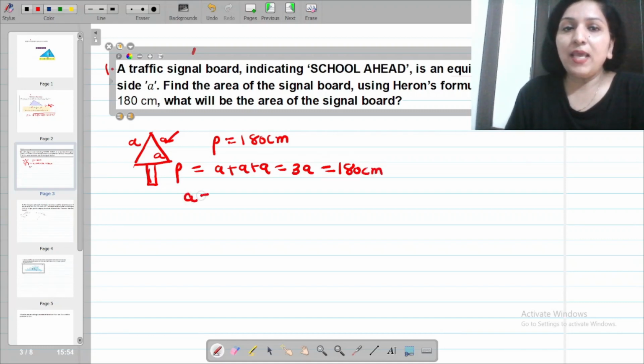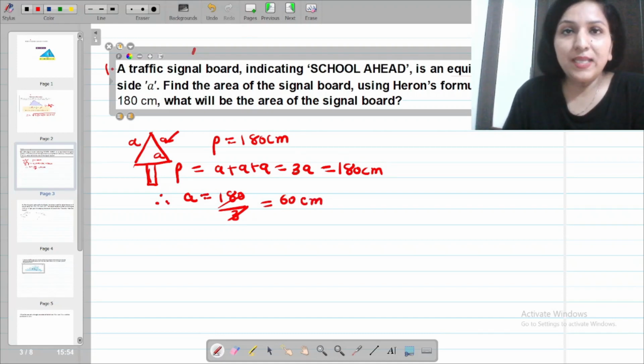So the value of A, one side, will be equal to 180 divided by 3. This is quite obvious. 180 divided by 3 is what? That is equal to 60 centimeter. So using the perimeter, we have first calculated the length of one side. The question says we need to find the area of the signal board. But all the three sides are given. I do not have any base or height as such. So Heron's formula will be used.